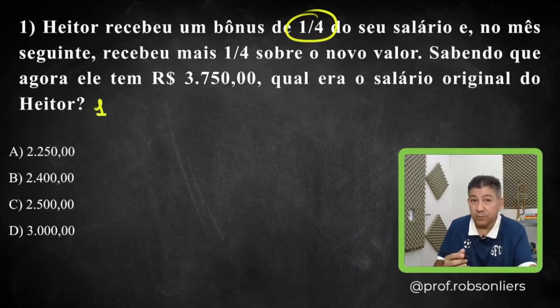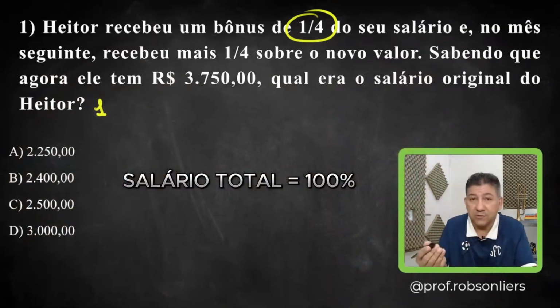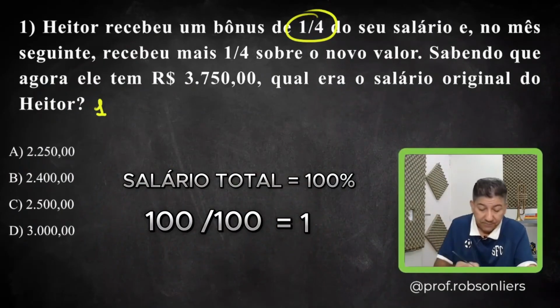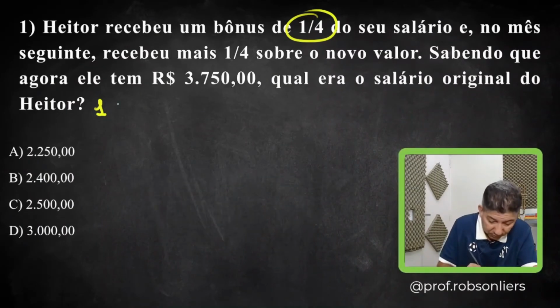Why one whole? Because the salary is 100%, right? And 100% means a ratio out of 100. It's 100 over 100, 100 divided by 100 equals 1. That is, the salary corresponds to one whole, plus the raise, plus 1/4 of the salary. Let's solve this sum here.